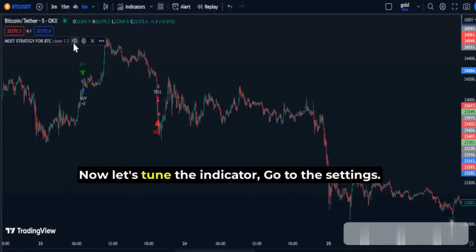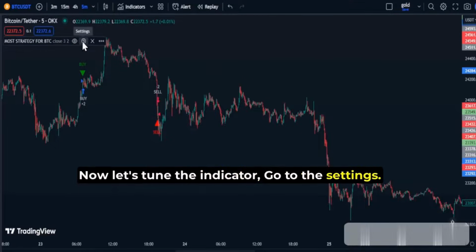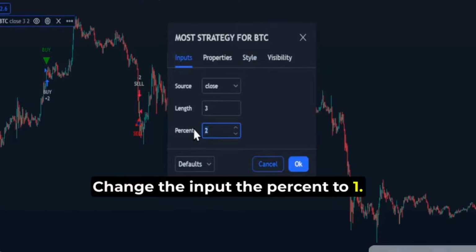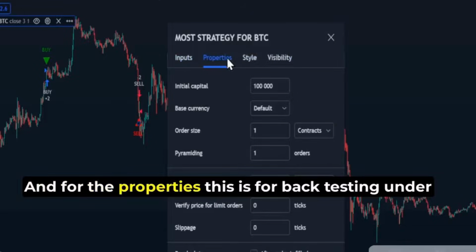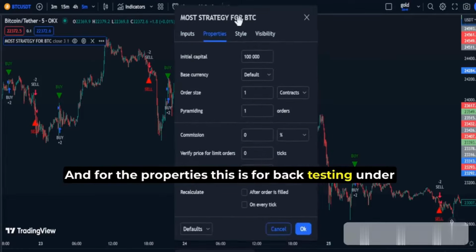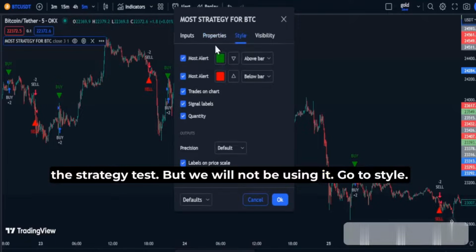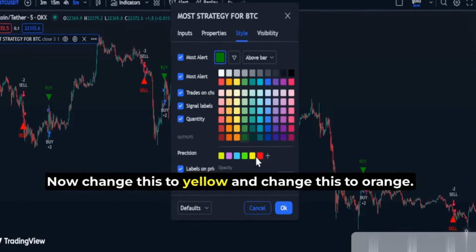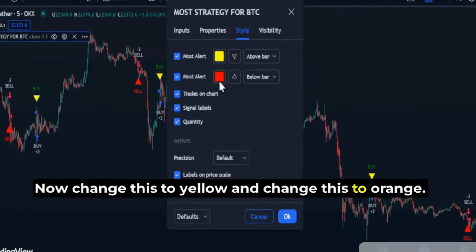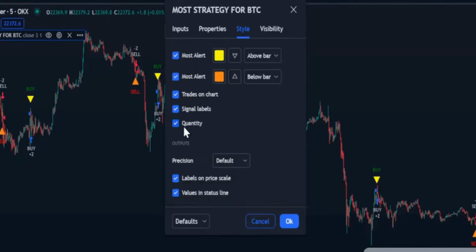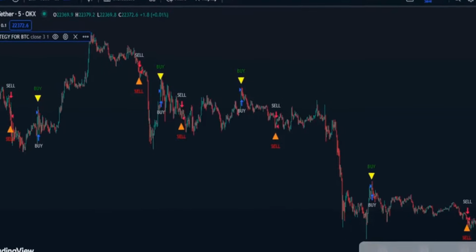Now, let's tune the indicator. Go to the settings, change the input percent to 1. The properties are for backtesting under the strategy tester, but we will not be using them. Go to style, change this to yellow, and change this to orange. Next, we turn off this quantity. That's it.